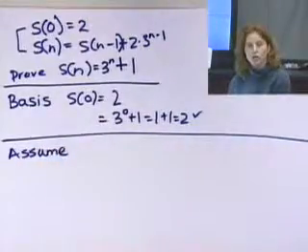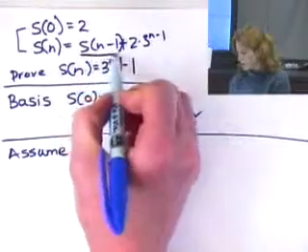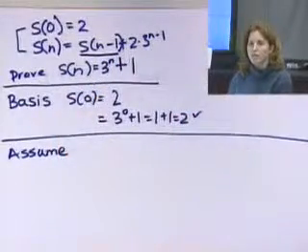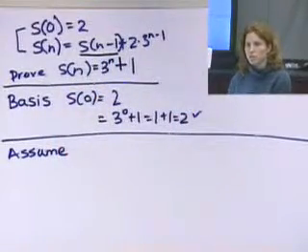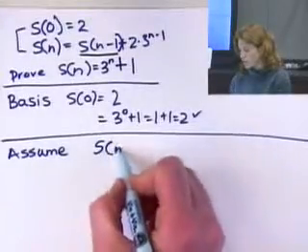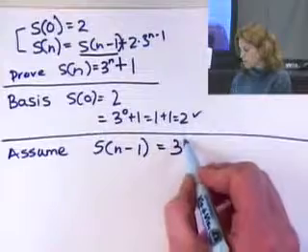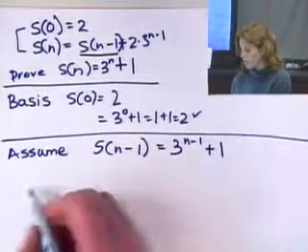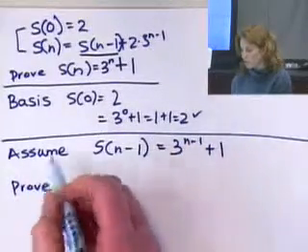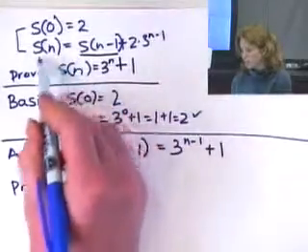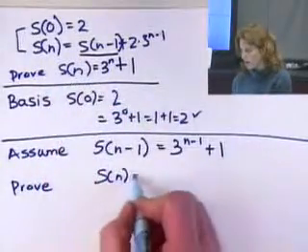And then I look at my recursive definition. Whatever S's are on the right-hand side, that's what I put in my assumed statement. I write them in closed form. So S of n minus 1, I write that using the formula, 3 to the n minus 1 plus 1, and then I prove that the left-hand side of the recursion, S of n, has the closed form.